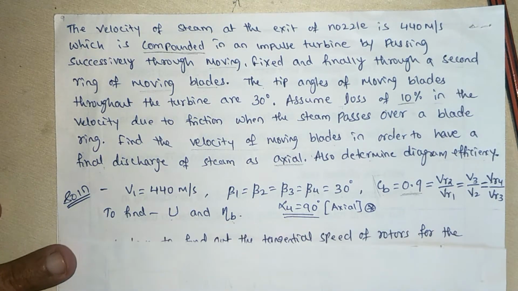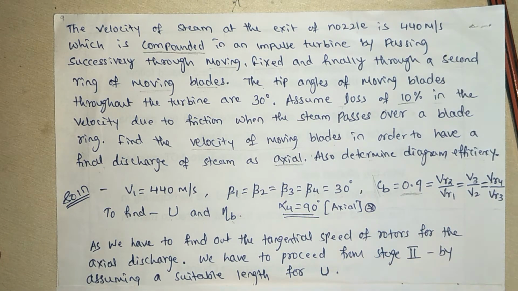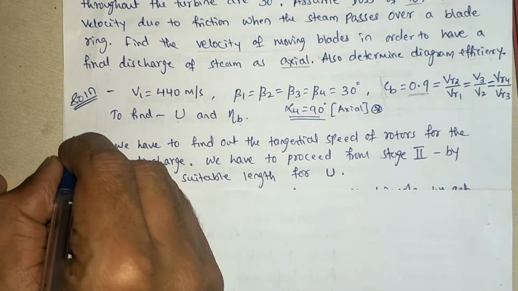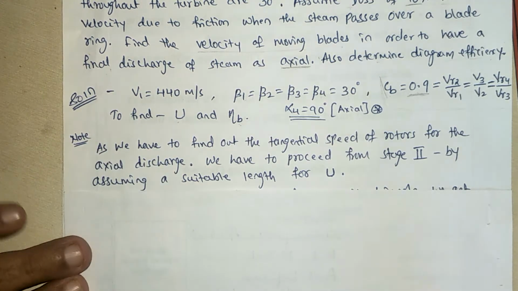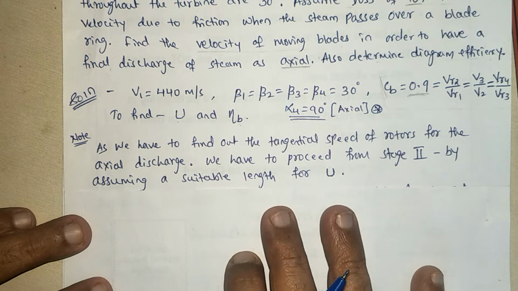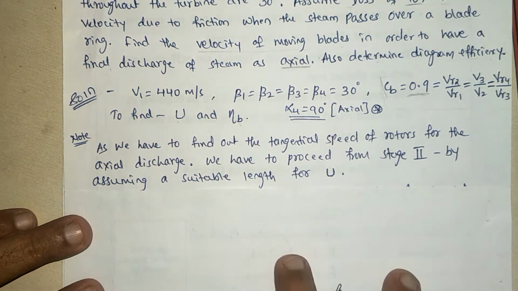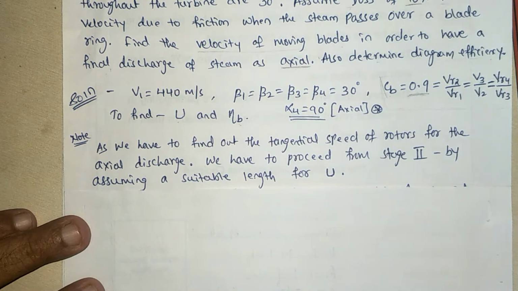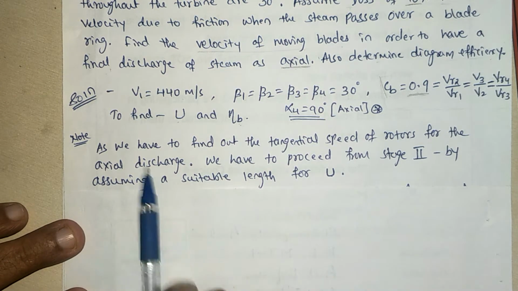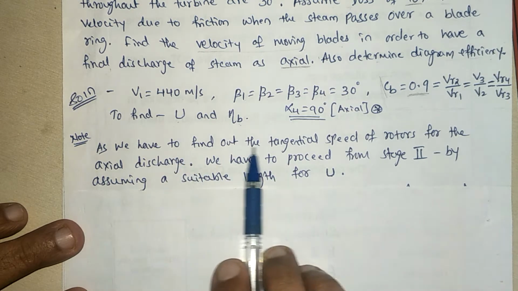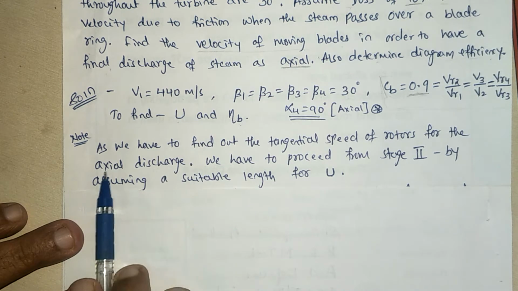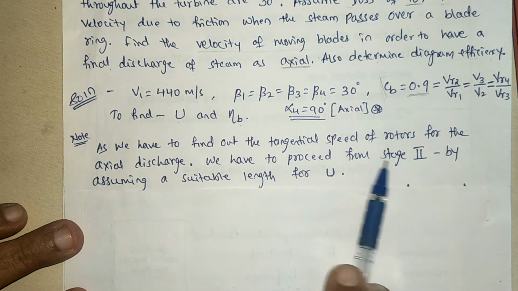Now, you can see I have written a note here. Because in this problem the value of alpha 1 is not given, we have to solve this problem from the second stage. First we will draw the velocity triangle for the second stage, then we will draw the velocity triangle for the first stage. As we have to find the tangential speed of the rotor for axial discharge, we have to proceed from stage 2.